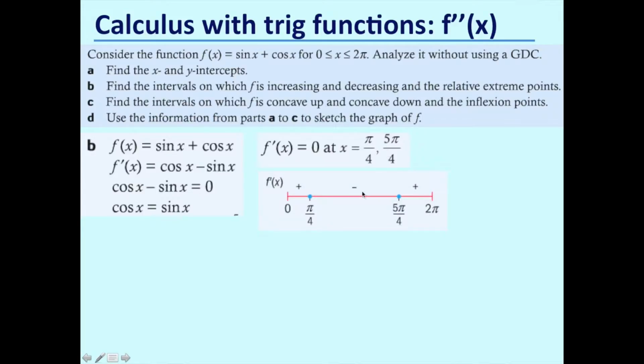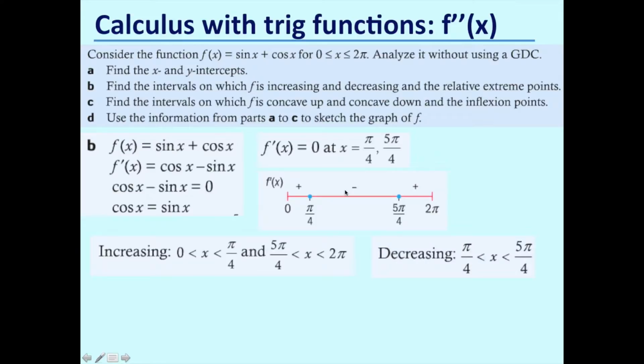So at these 2 points, we know that the gradient equals 0. Just like we did previously, we need to substitute in some points in each of these regions here, and if we do that, we can ascertain that the first derivative is positive between 0 and pi by 4, in which case it is increasing, and it is also increasing between 5 pi by 4 and 2 pi, and in this region here it is decreasing. So we have established where it is increasing and decreasing, and we're also asked to find the relative extremes.